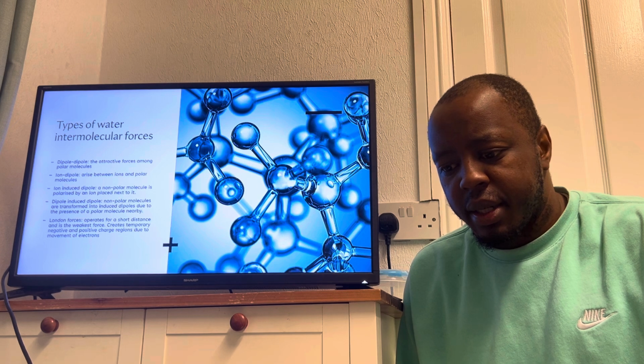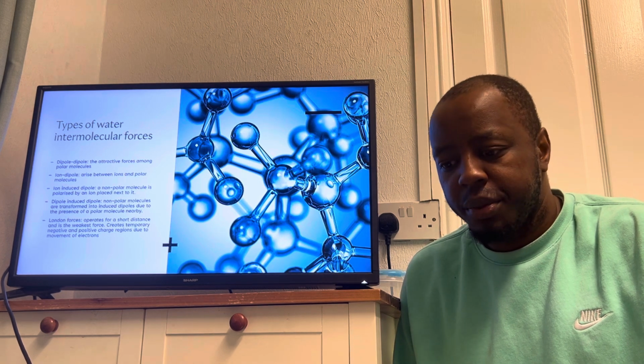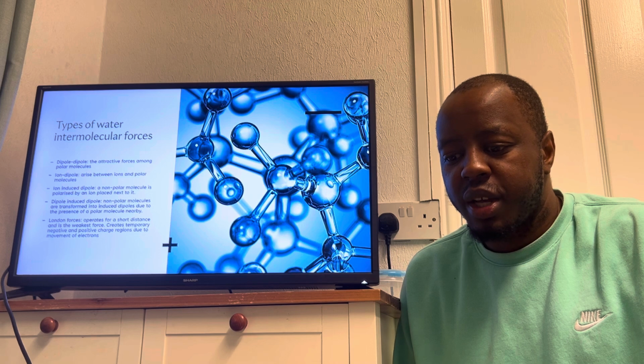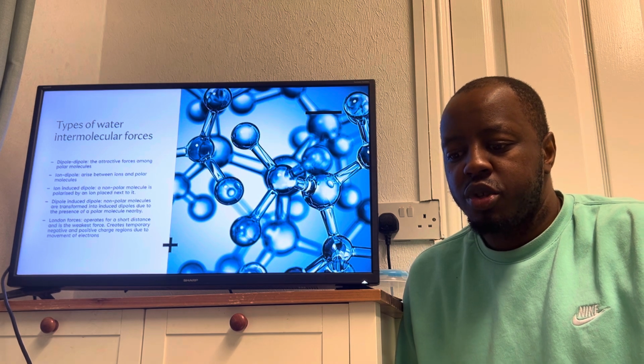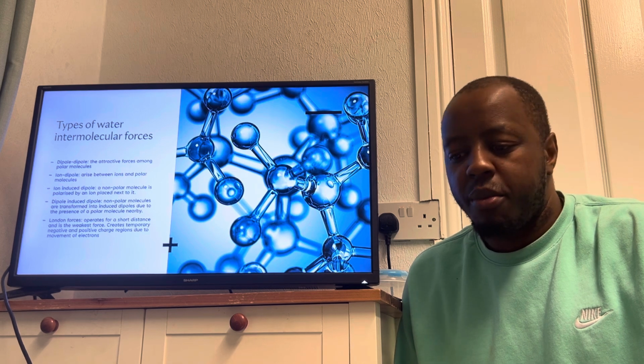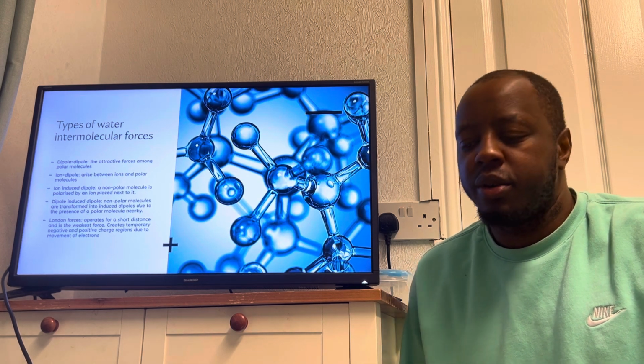Okay, and dipole-induced dipole, which is basically non-polar molecules transformed into induced dipoles due to the presence of polar molecules nearby or just close to them.